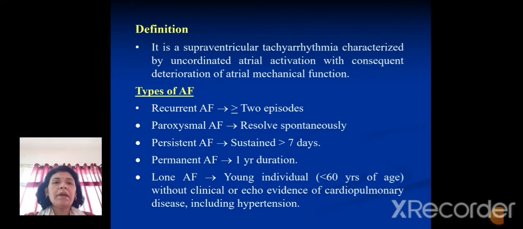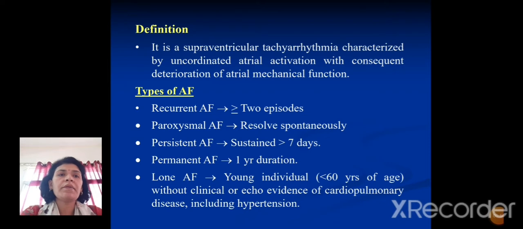By definition, atrial fibrillation is a supraventricular tachyarrhythmia and it is characterized by uncoordinated atrial activation with consequent deterioration of atrial mechanical function. There are various types of AF. We can basically divide AF into various types. Recurrent atrial fibrillation is when there are two or more episodes of atrial fibrillation which have been resolved either spontaneously or by drugs.